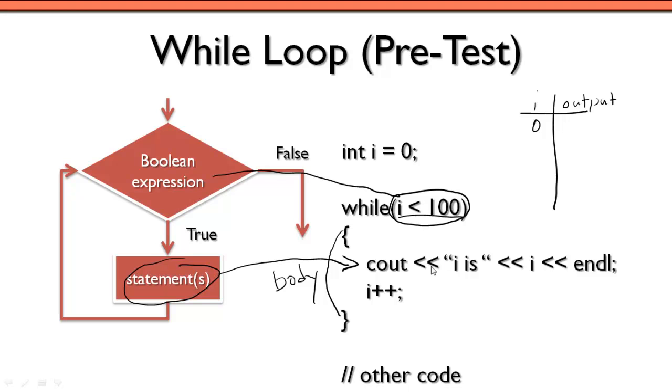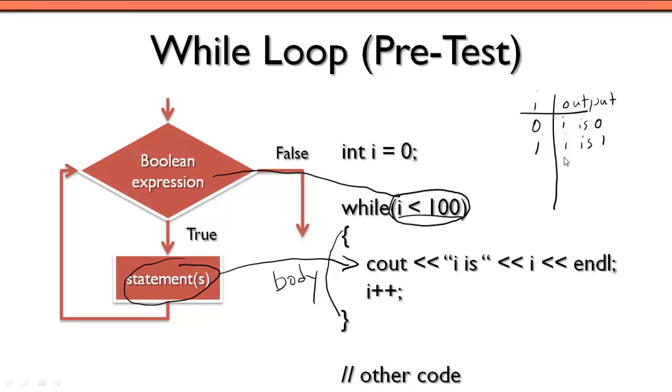We'd do a cout, and we'd have i is 0. Then we'd increment the value of i, so this time i is now 1, and we would come back. Once there are no other statements left to execute inside the body, we'd come back to the top and test this Boolean expression again to see if i is still less than 100. Since i is 1, it's still less than 100, and we'll come back into the body and do this statement again, except this time we'll have i is 1.